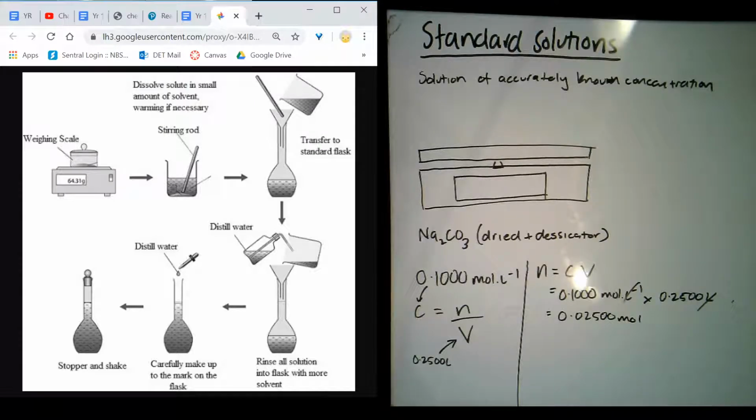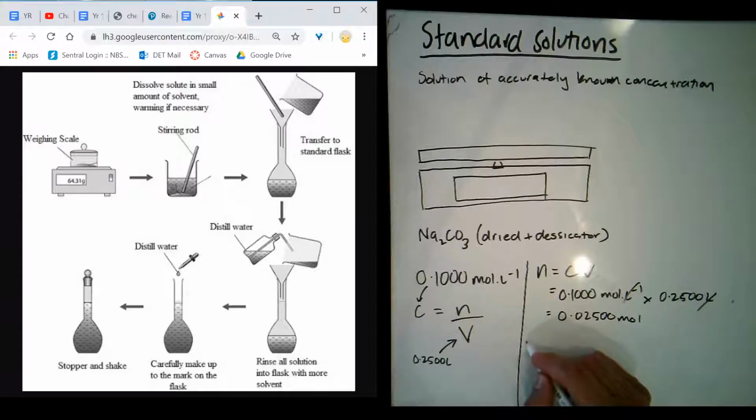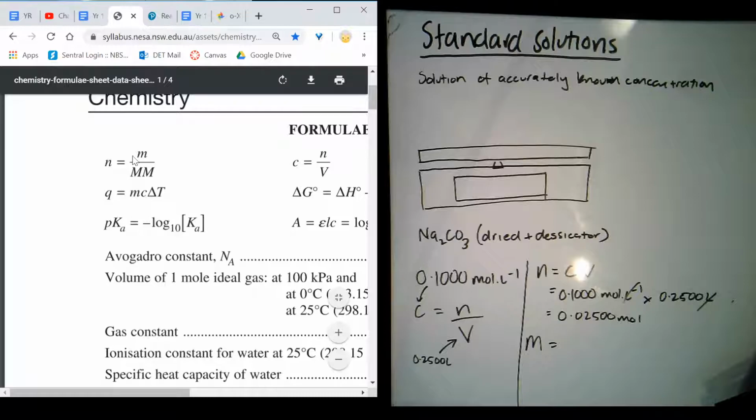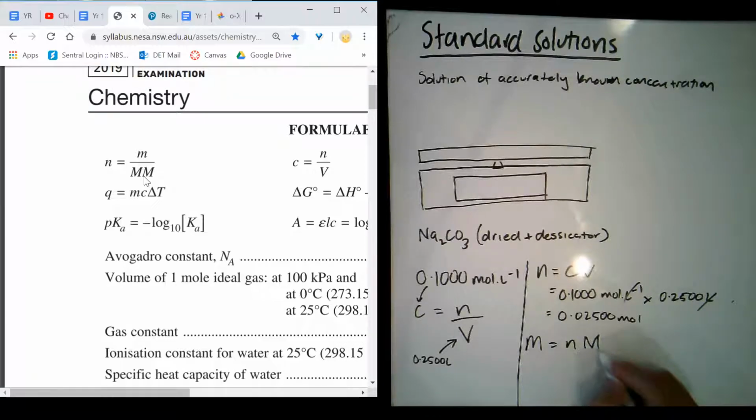But how do we get 0.02500 moles into our volumetric flask? We need a mass. So if we rearrange our n equals m on M, we actually end up with our mass. I'm just going to get this up on the other screen here just so you guys can see it. Our mass here is actually equal to our number of moles multiplied by our molar mass. So you can see how this is all starting to come into play. Our number of moles is 0.025.